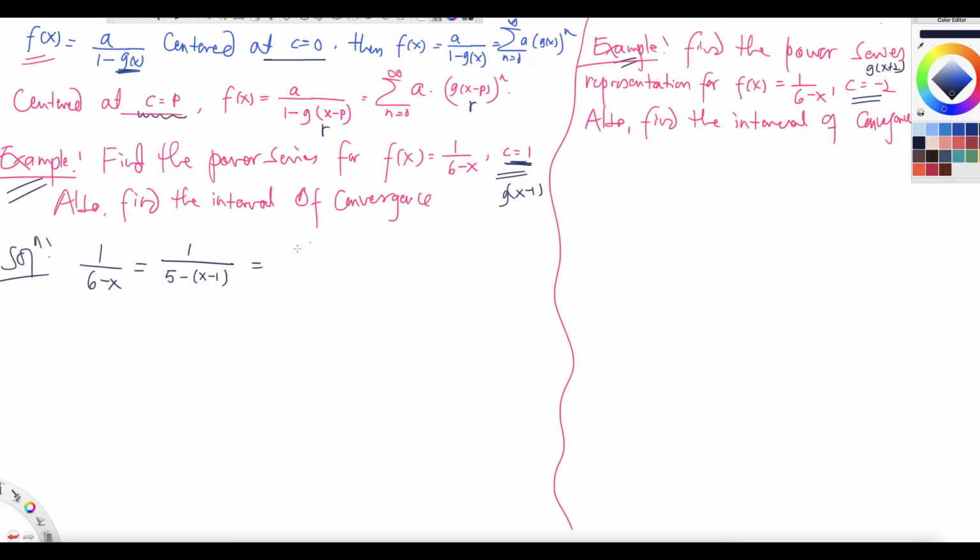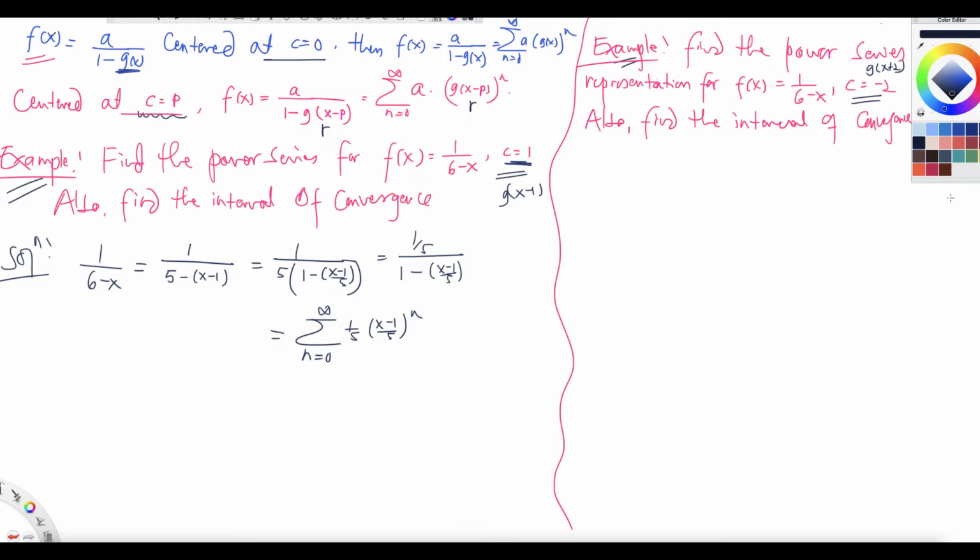After you do that, you take 5 out, as in the last examples, and you get 1 minus x minus 1 over 5. So this is like g of x. 1/5 is a, and then 1 minus x minus 1 over 5 is the 1 minus r part, a over 1 minus r. So what is the series representation? It is the sum from n equals 0 to infinity of 1/5 as a, and r is just g of x, so it is x minus 1 over 5, to the n.